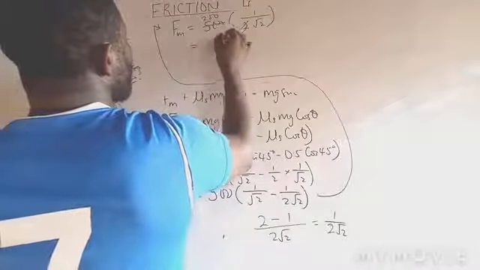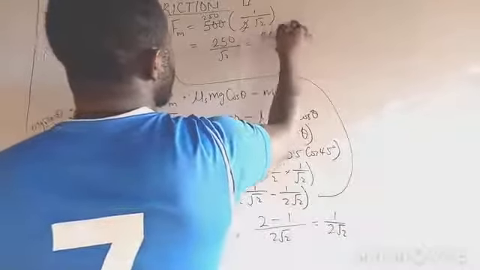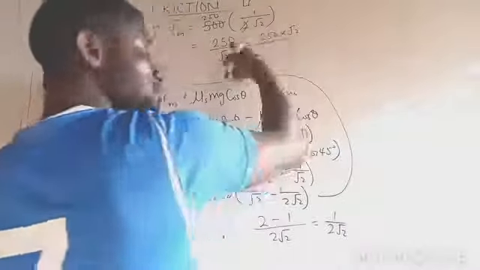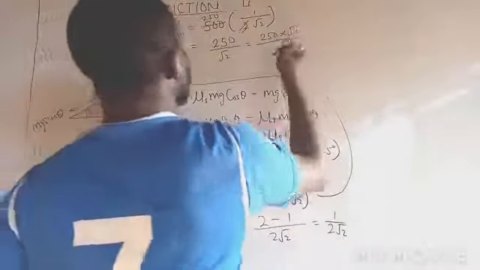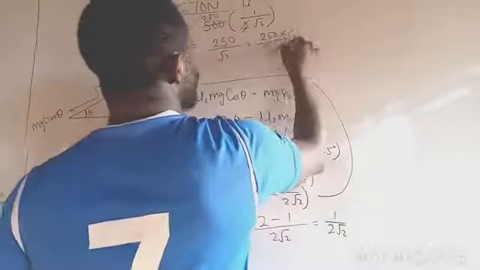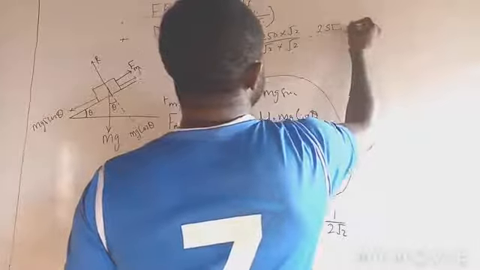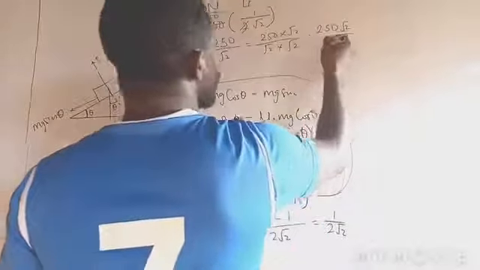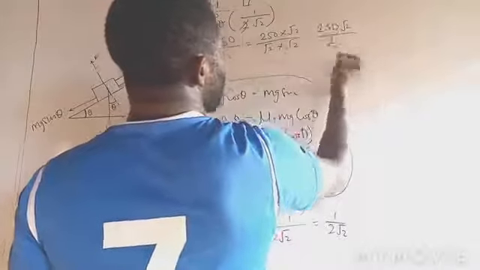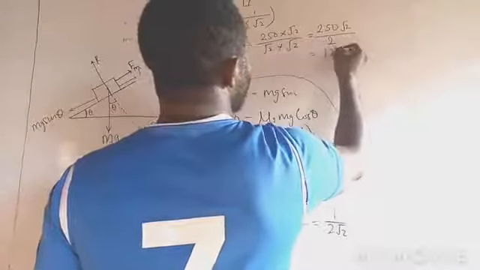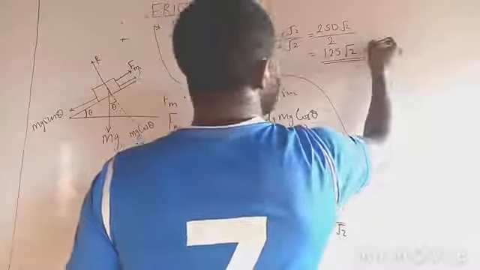So I have 250 over root 2, which is equal to 250 multiplied by root 2, but this is mathematics anyway, it is called rationalization. So 250 times root 2 over root 2 times root 2, and that will give me 250 root 2 over 2, and that will be 125 square root 2 in Newton.